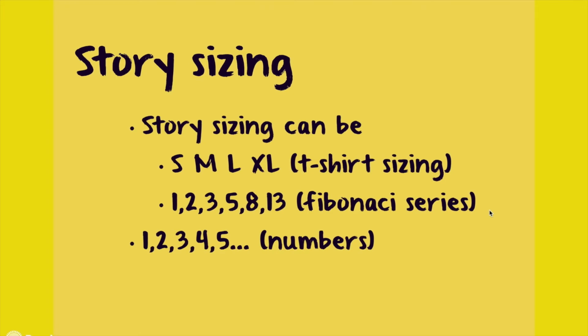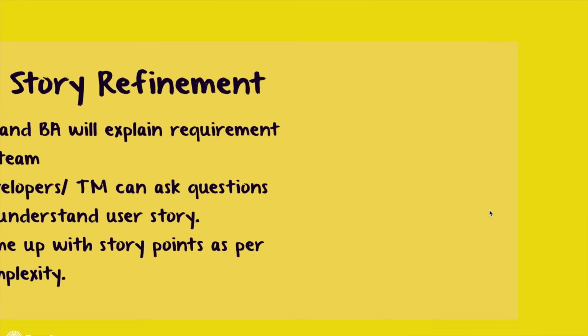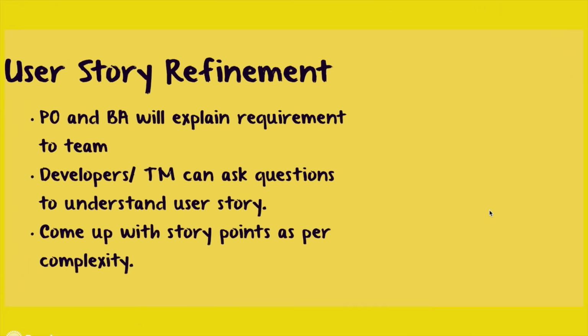Let's say the team is using a Fibonacci series, 1 being the least complex, and if the team decides to mark a story as 13, that means the requirement is too complex and that story can be divided into multiple smaller stories. So as part of the backlog refinement, the product owner and business analyst will explain the requirement to the team. The developers or the team members can ask any number of questions to understand the user story, and the team has to come up with the story points as per the complexity of the user story.